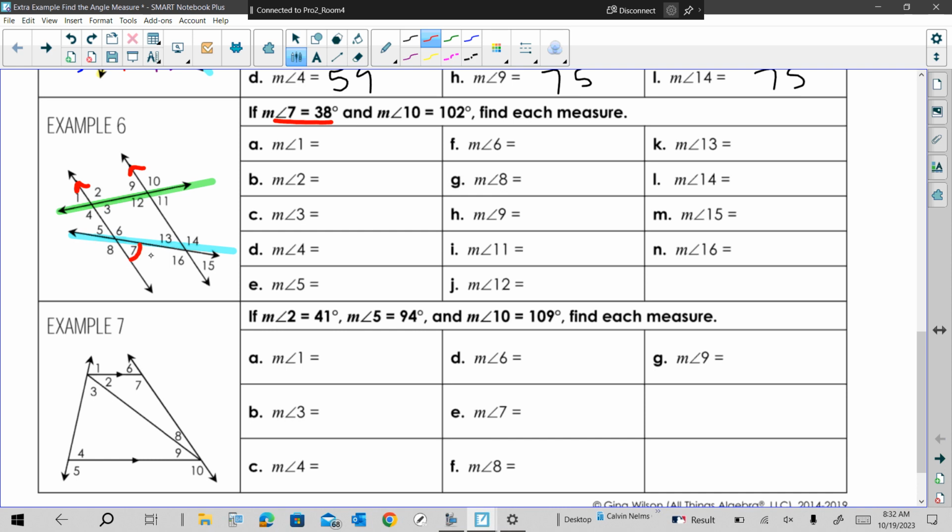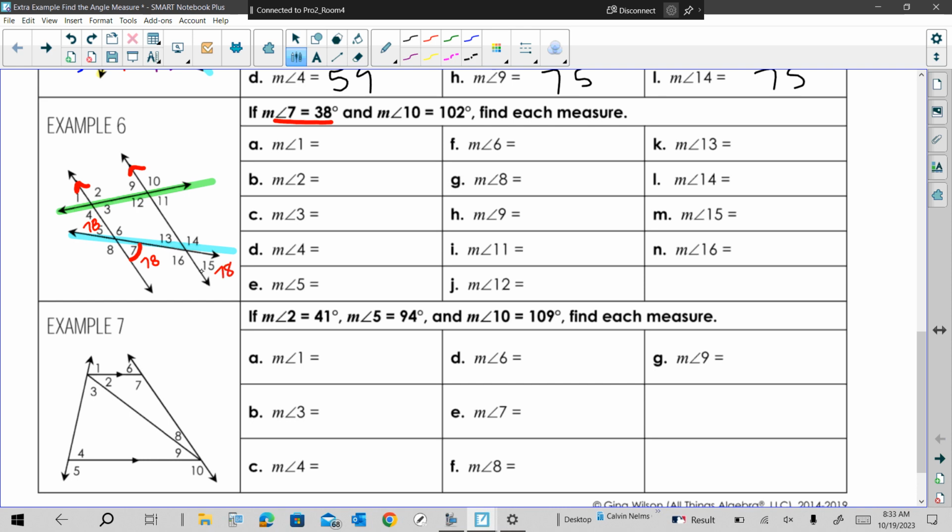Starting off, angle 7 is 38. So in here, I'm going to put 38. Angle 7 is formed with my blue transversal and the parallel lines. So what other angle sticking on that blue transversal is going to be 38? Angle 5, yep, because it's vertical. What other? Stay on the blue transversal. 15, yep, it corresponds to 7.